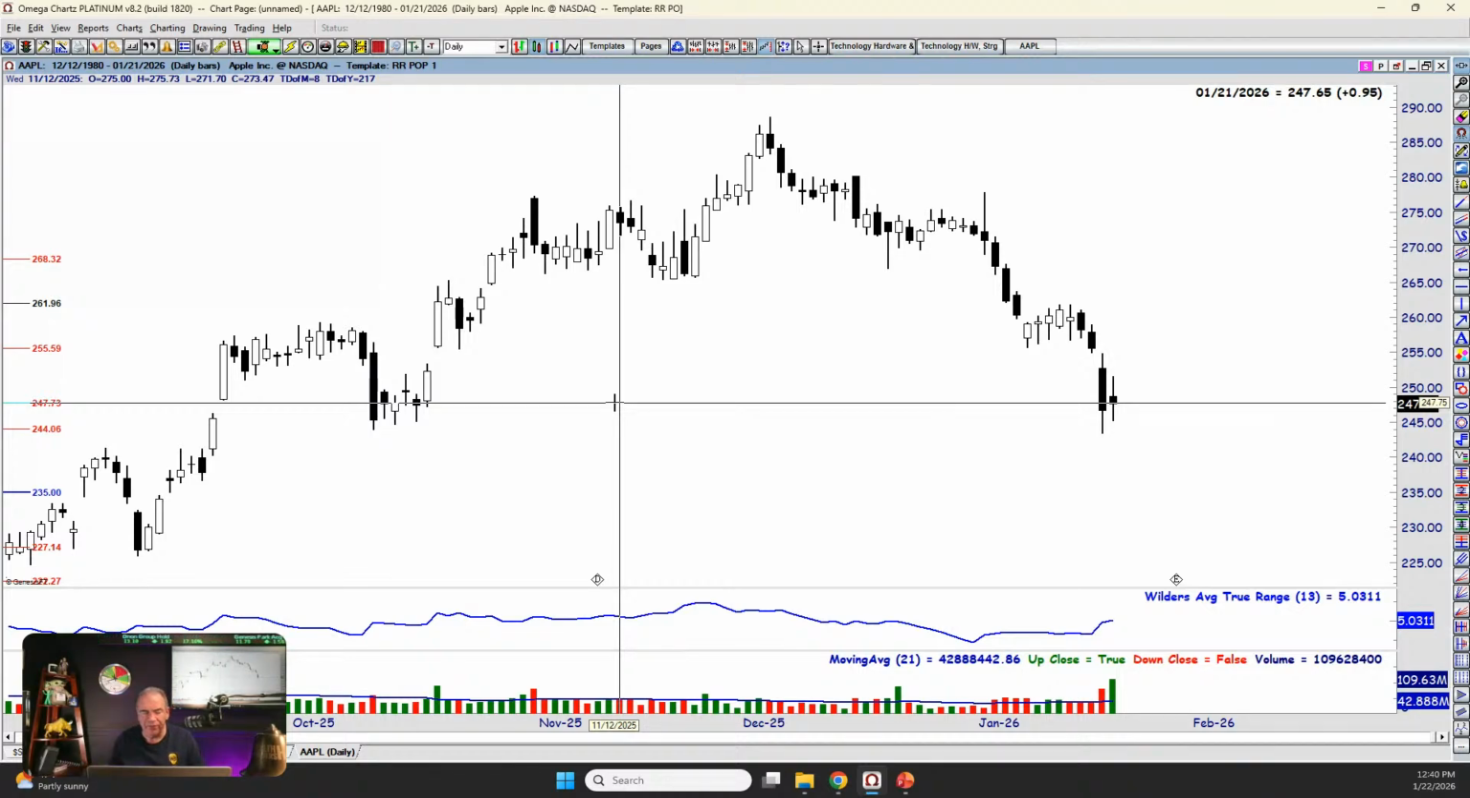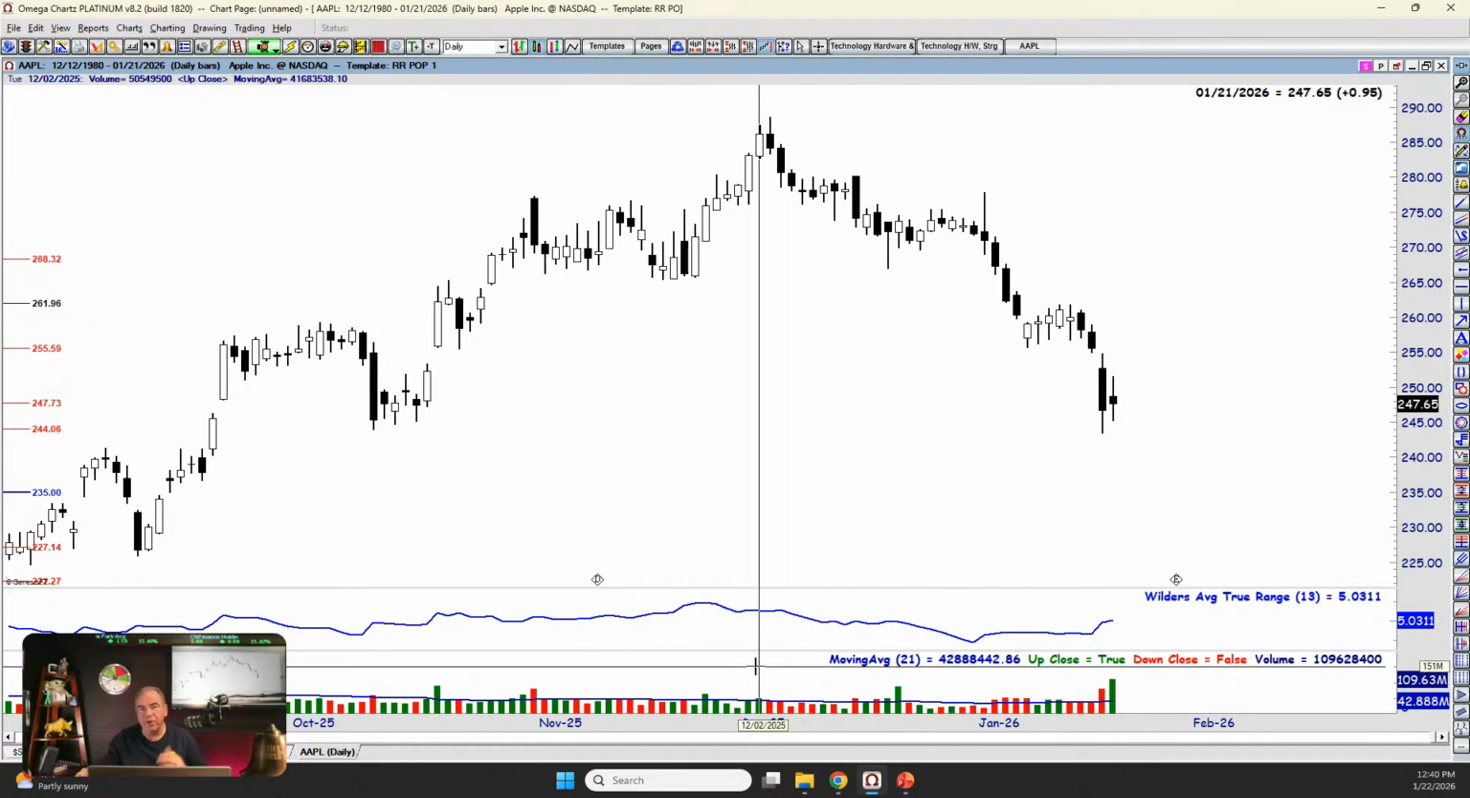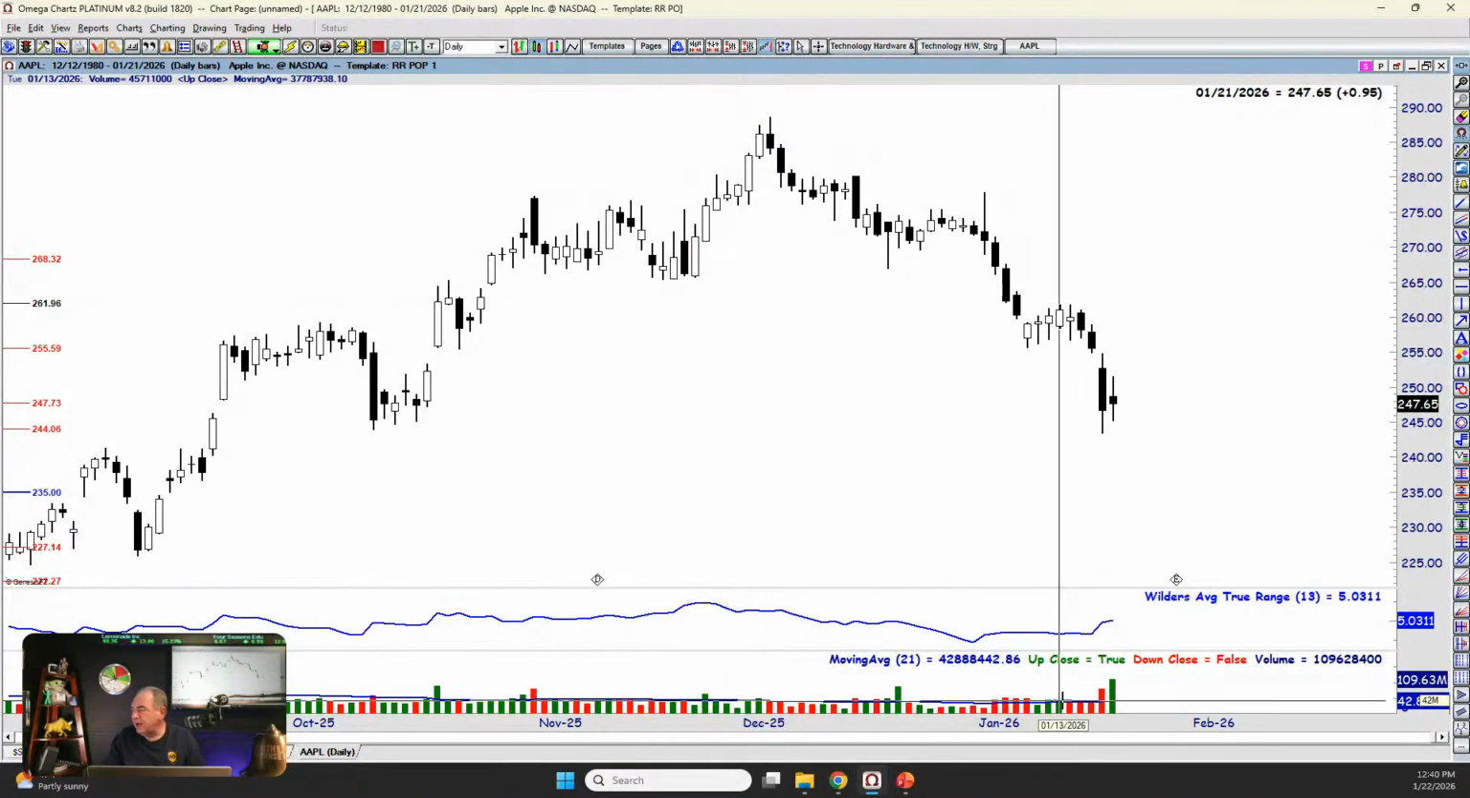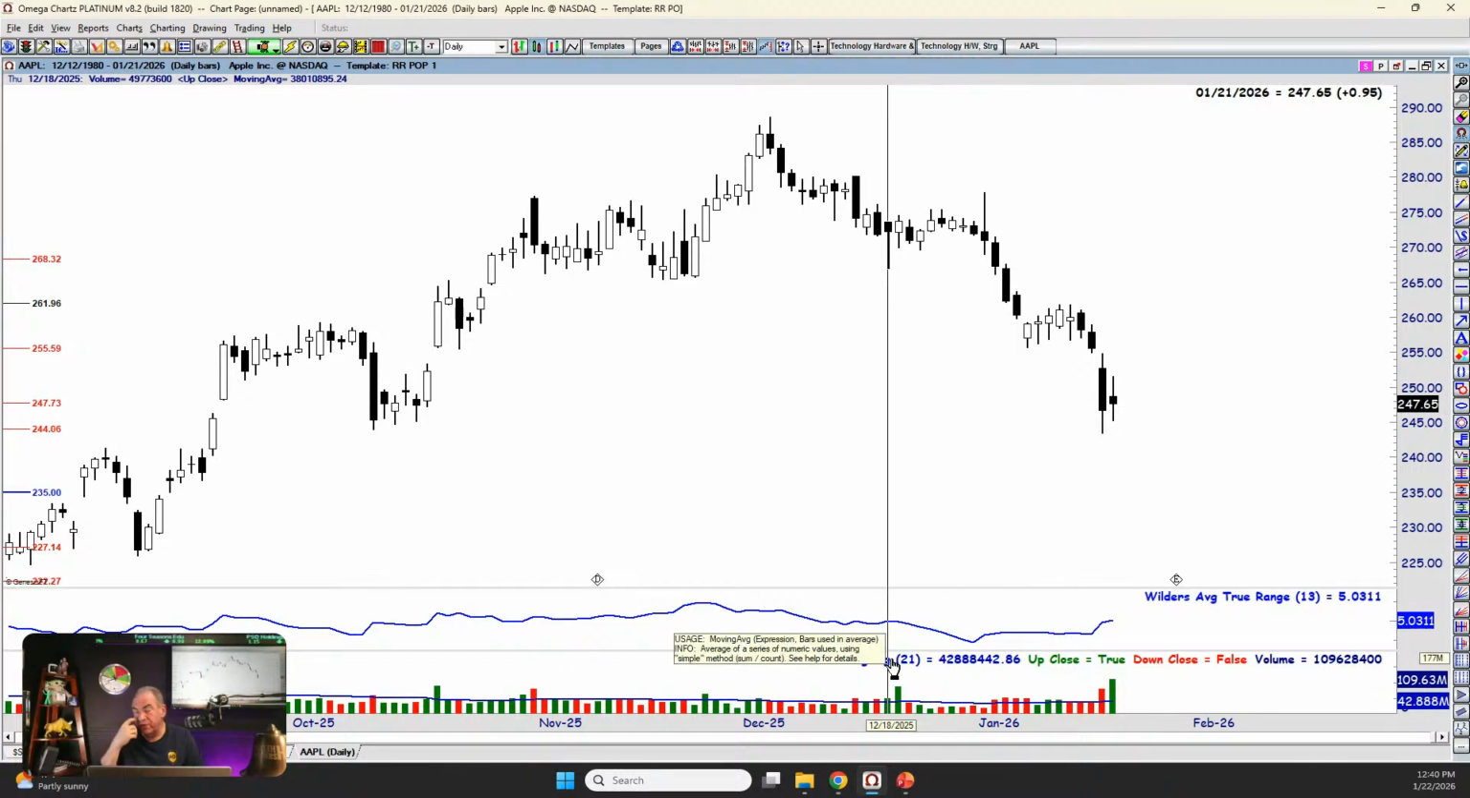Now, the very bottom of the page is volume. Volume is an indicator where I want to see at least 1 million shares traded a day. That's fairly easy in this environment. It's not something that's complicated to come up with at all. And I have a moving average on here, a simple moving average of 21.